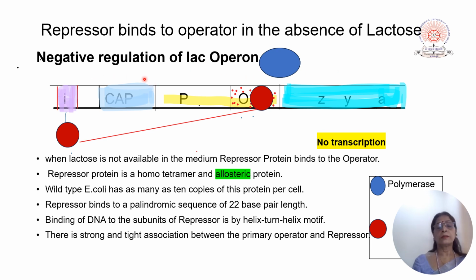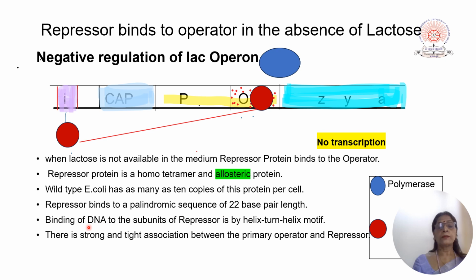Negative regulation occurs in a stepwise manner. So when lactose is not available, the I gene, as we discussed earlier, always codes for a protein. It undergoes constitutive expression. And the repressor protein, under the situation when there is no lactose or glucose is available, binds to the operator by helix-turn-helix interaction.